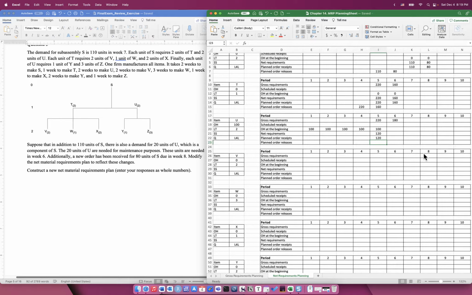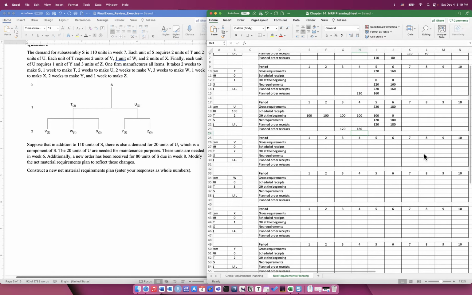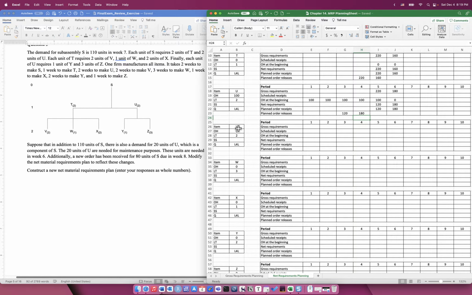What's the lead time? 2. So you need to release 120 2 weeks prior, so you don't have to be nervous in week 5 because you don't have enough inventory. For week 6, again 180, you have 0 being carried over from week 5. So you need 180 here, you need to receive 180 here, and it then needs to be released 2 weeks prior. Then let's move on to part V.